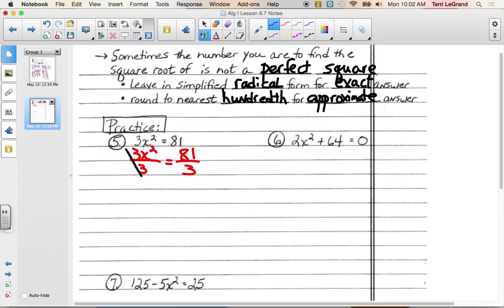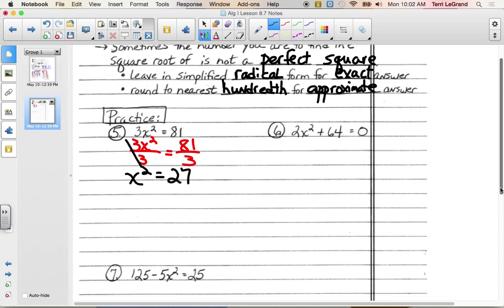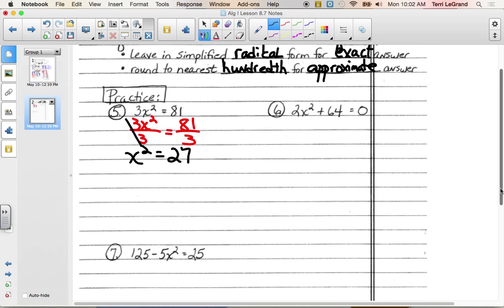So now we have x squared equals, what's 81 divided by 3? 27. Kind of a nice number, but is it a perfect square? No, it's not. So we're going to give the exact answer and the approximate answer, but first we have to take the square root of both sides to get x.